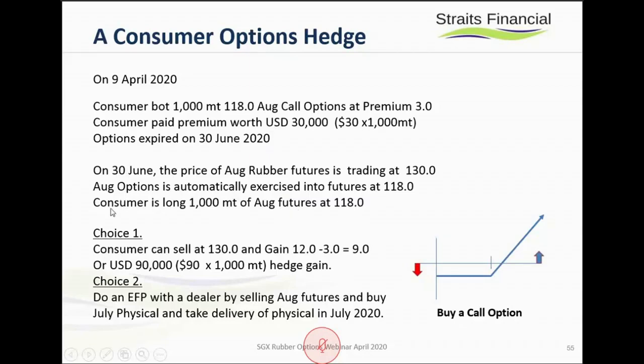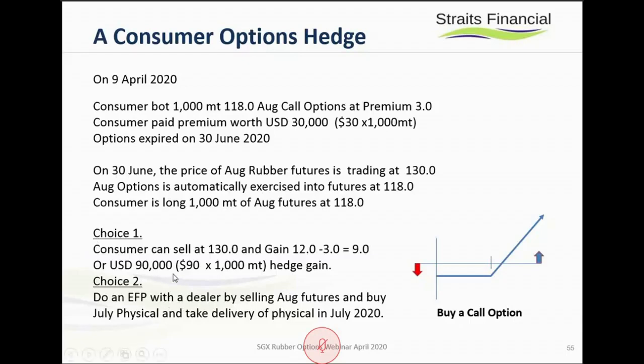So there are two things the tire consumer can do. Number one is he can sell at 130 and take profit. But don't forget, he paid the premium of 3. So he sells at 12. He gained 12 points, and minus 3 points for the cost. He makes 9 cents per kilo net. All right, so 9 cents, multiplied by 1,000 metric tons, he makes a hedge gain of $90,000. In other words, this will be a good choice, as he saved $90,000 compared with not buying the option.